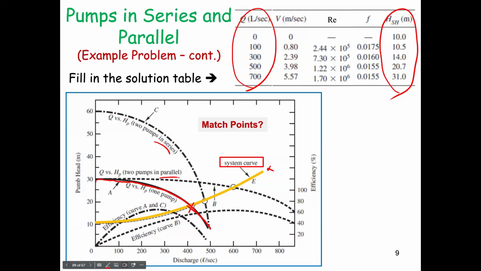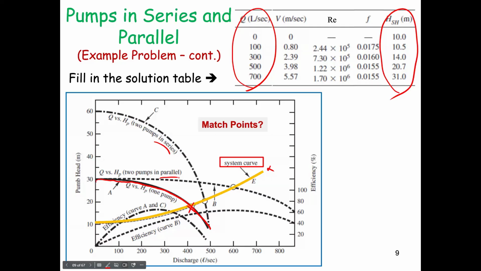Now I'm going to ask you, what about two pumps in series? This is the line that they give me. And this is again my line. I won't change my line. My line is the one that I found. So find the intersection between these two, which is point B. So this is for two series.